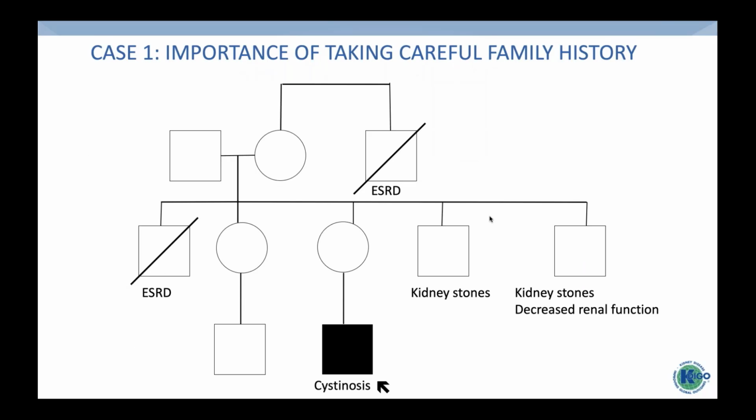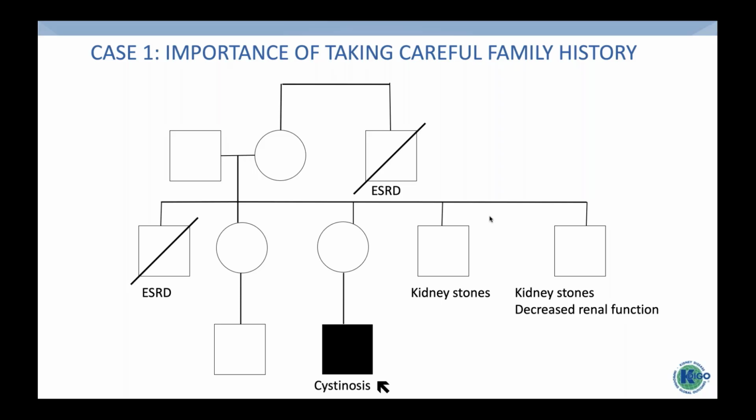So this is a real case that I saw in my clinic years ago, where I want to show you the importance of taking a careful family history. This started with a 30-year-old patient who was diagnosed in his childhood with cystinosis. He came to me because he had a girlfriend. They wanted to marry and have kids, and he wanted genetic counseling.